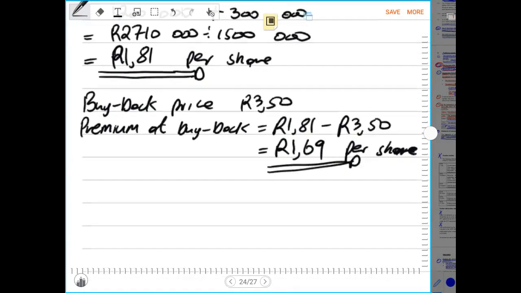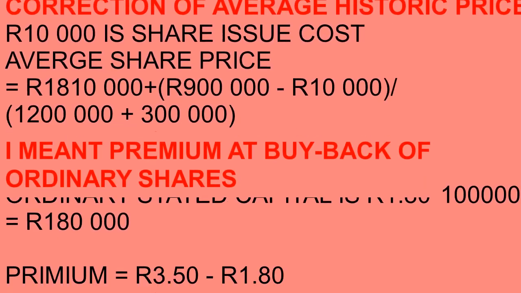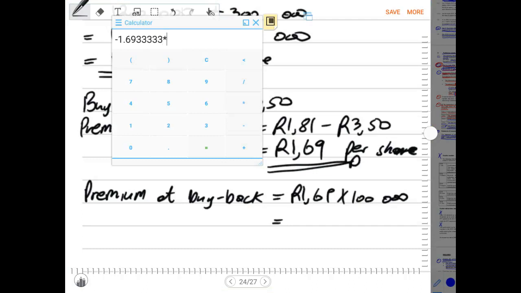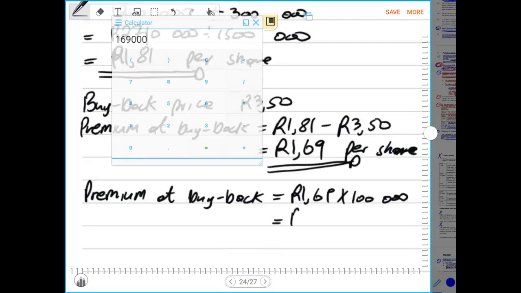Then the total premium that we have to calculate, the premium at buyback, which is the total premium that I'm talking about. Total premium on buyback will be 1 rand 69 cents multiplied by the number of shares that were bought back, and it's only 100,000 shares that were bought back. 1 rand 69 times 100,000. This will be 169,000 rands.